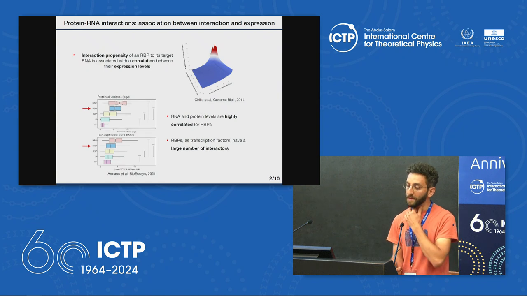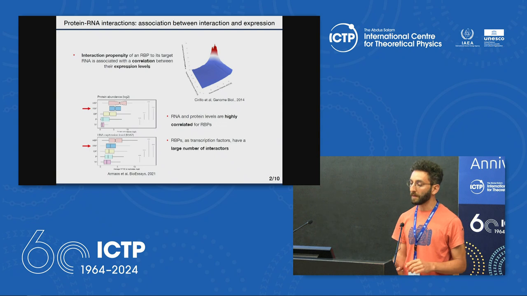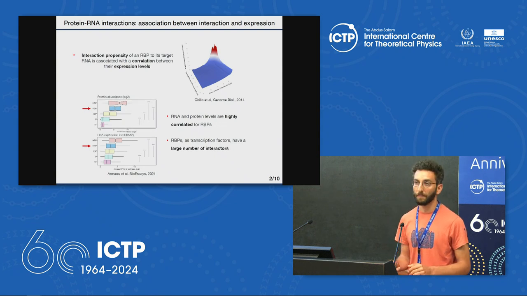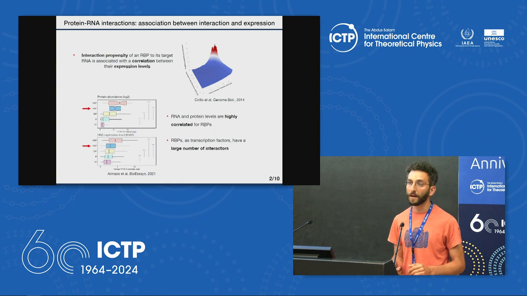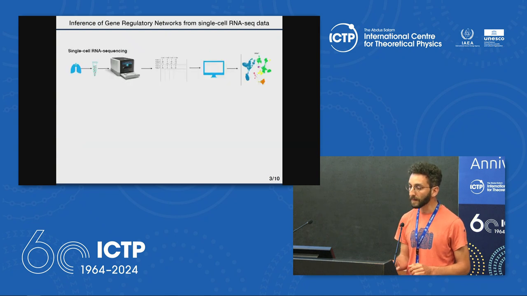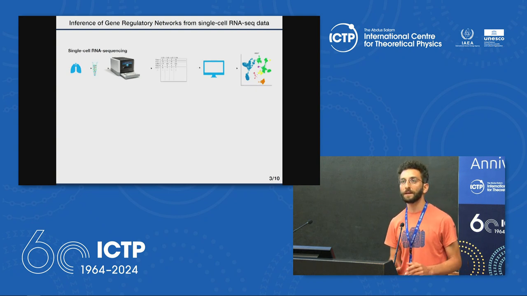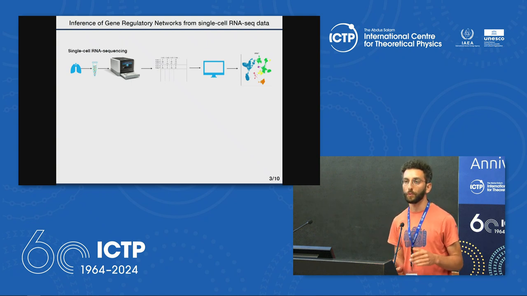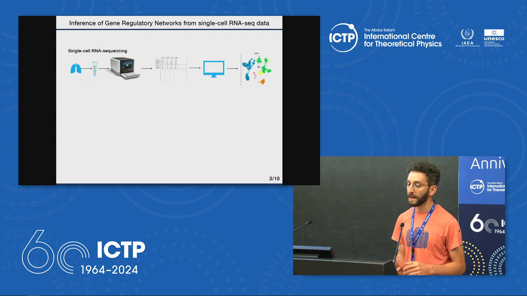Moreover, another work from our lab has shown that RNA and protein levels are highly correlated for RNA-binding proteins that have a large number of interactions, such as transcription factors. In my work, I use single-cell RNA sequencing data. This is an experimental technique that provides the expression level of tens of thousands of genes in hundreds to up to millions of cells, starting from a sample of a tissue or an organ.